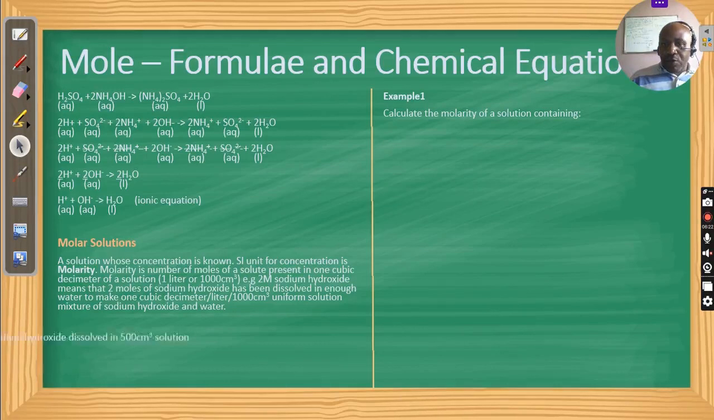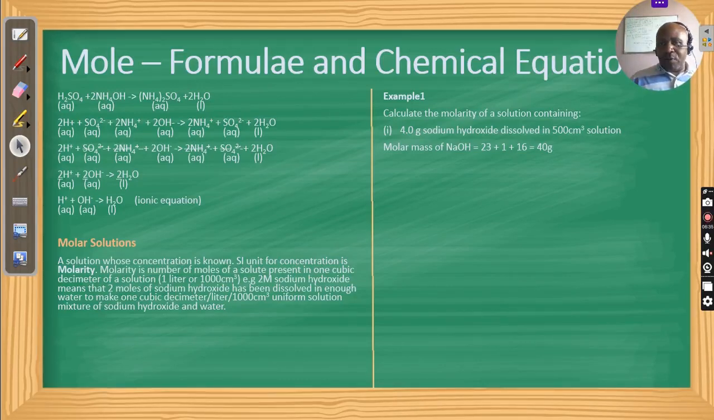Calculate the molarity of a solution containing 4 grams sodium hydroxide dissolved in 500 cm³ of a solution. As we have said, the molar mass of sodium hydroxide is 23 plus 1 plus 16, which gives you 40 grams. Moles in 4 grams?